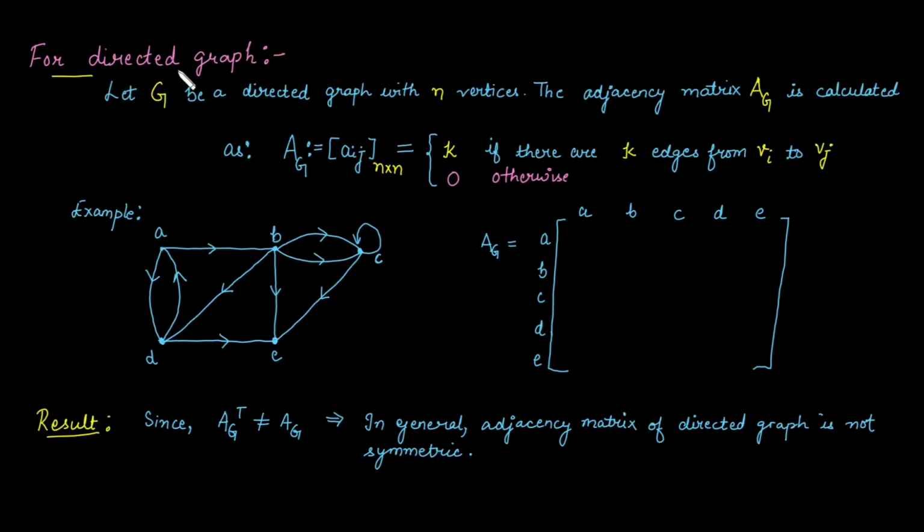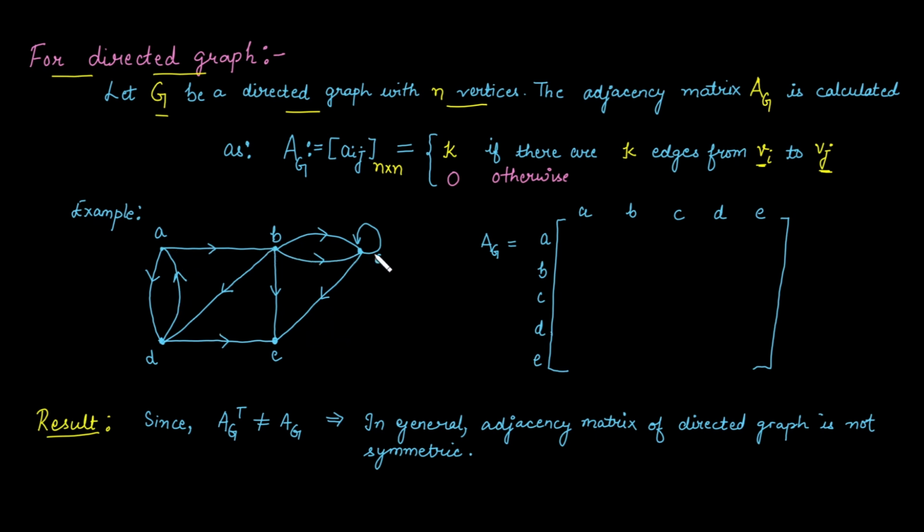Next is the adjacency matrix for the directed graph. Let G be a directed graph with n vertices. The entry of the adjacency matrix is calculated in the form of 0 and k, where k is the number of edges that start from the ith vertex and end at the jth vertex. For example, the matrix representation for this graph is calculated by taking the first ordering of the vertices. Before that, we need to calculate the order of the adjacency matrix.